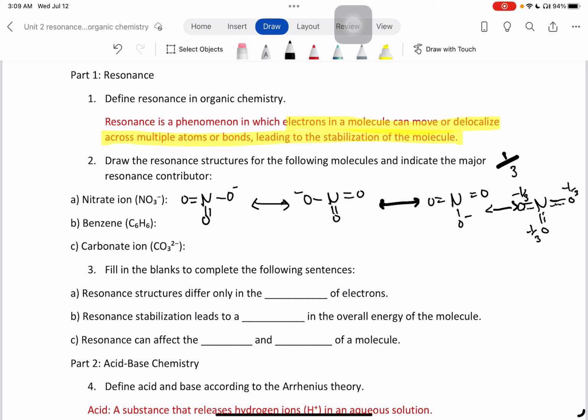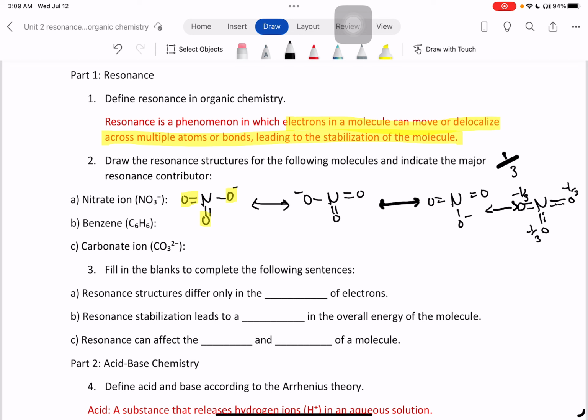So for this first one, to indicate the major resonance contributor, we're going to say it is the oxygen. Why is the oxygen the major contributor? Because it is where the charges and electrons are moving. All right, so this is the first example. And the second one's not so bad. The second one's kind of tricky.